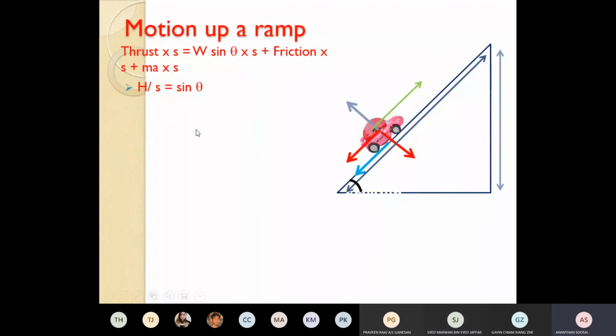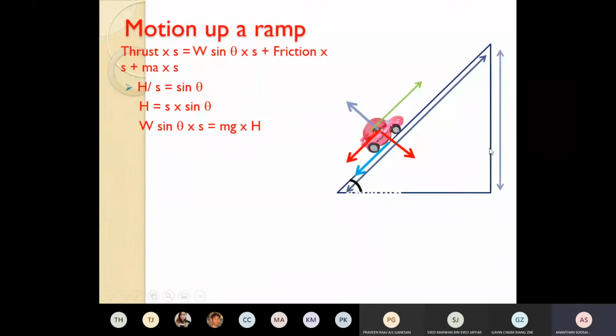So h over s. So h is s times sin theta. Remember the W sin theta times s, right? The s sin theta we can replace with h. Weight is what? mg. You see, the potential energy is appearing: mgh. So work done against weight is actually gain in potential energy, mgh.